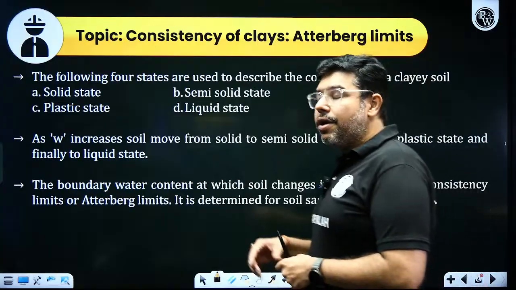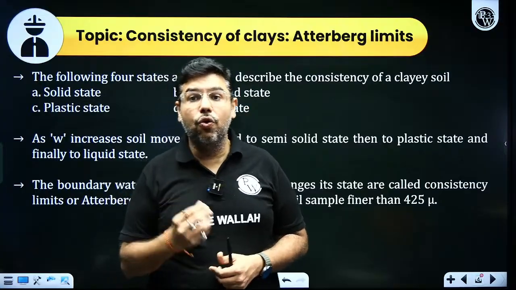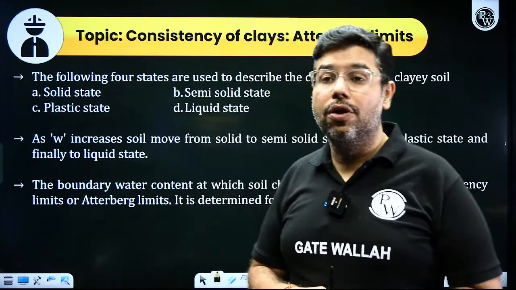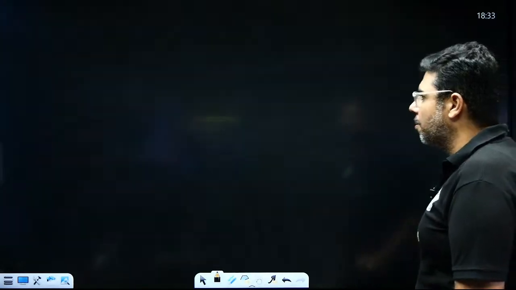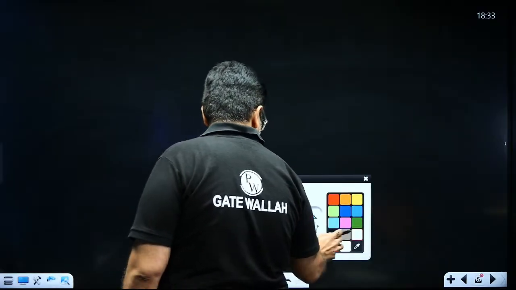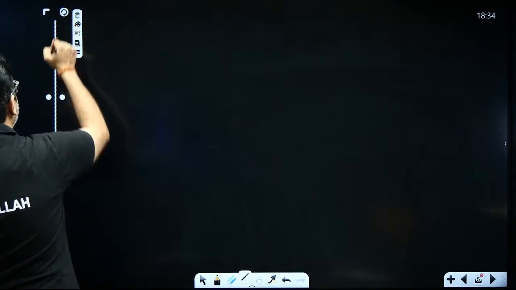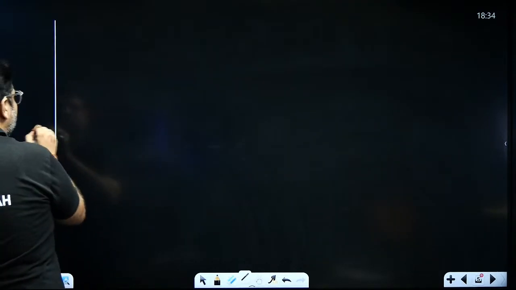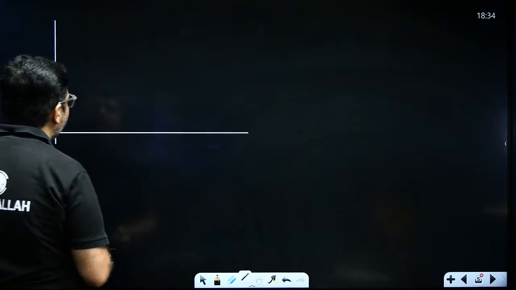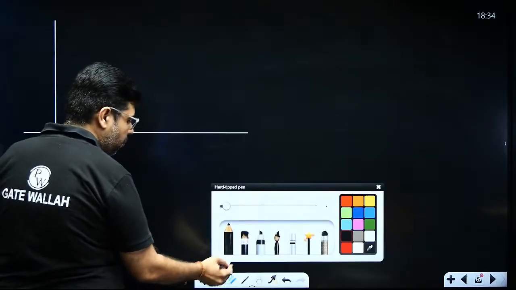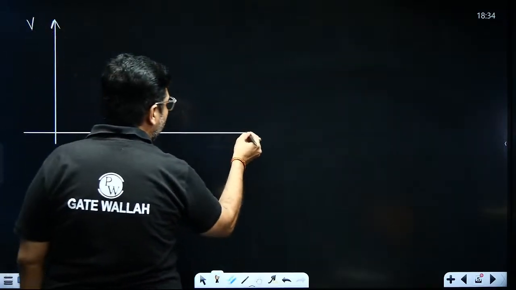Now, the boundary moisture content between any of these states is known as the Atterberg limit or the consistency limit. For example, Atterberg has given us a chart like this. This is the graph given by Atterberg. Here I would be plotting volume and here I would be plotting water content.